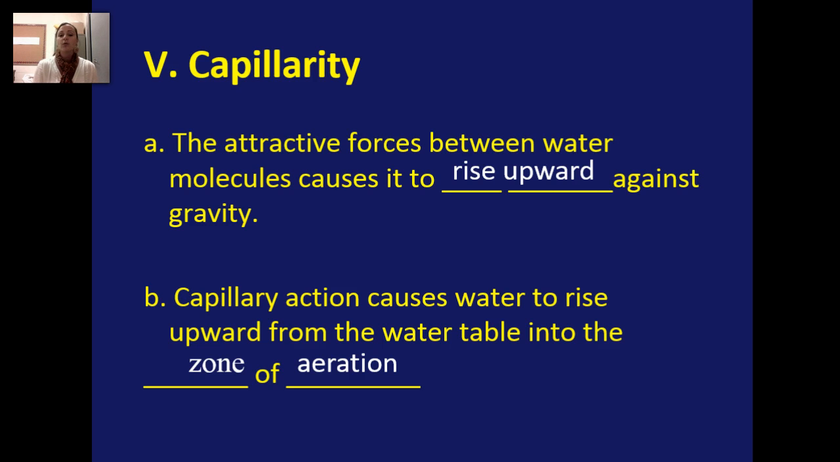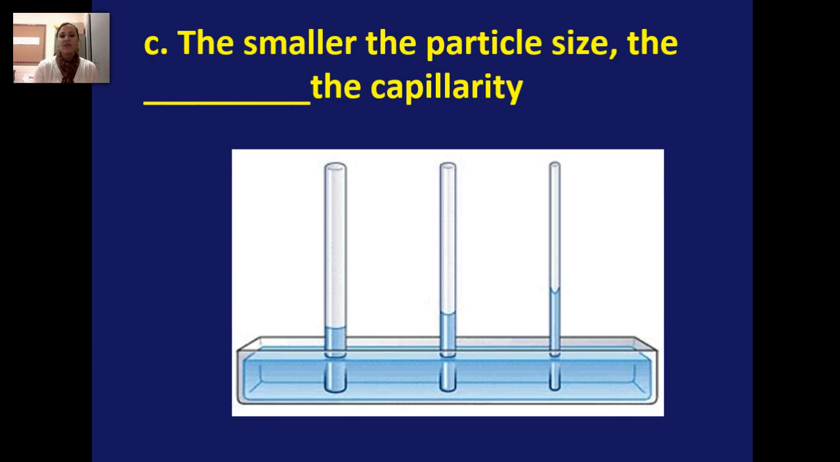Capillary action causes water to rise upwards from the water table into the zone of aeration. We're going to get into those levels of zones in just a moment. But in this instance, with capillary action, the smaller the particle size, the greater the capillarity. If the space is too big or wide, then the molecules can't cling to one another and move upwards. So it has to have a smaller size material for the capillarity to work.